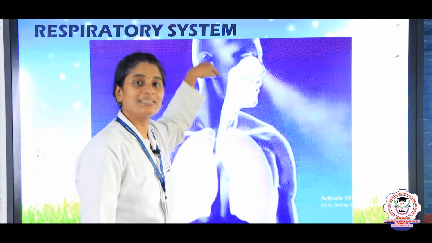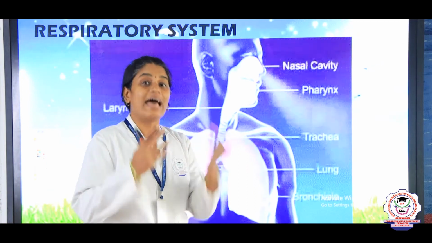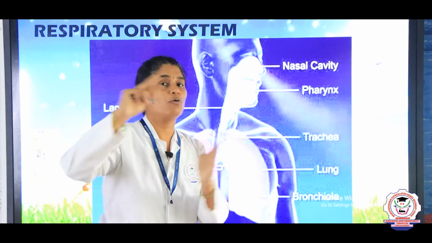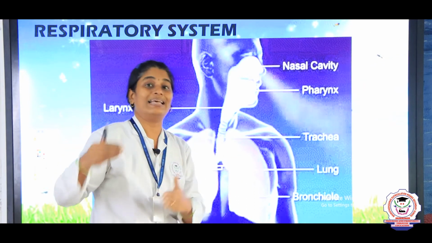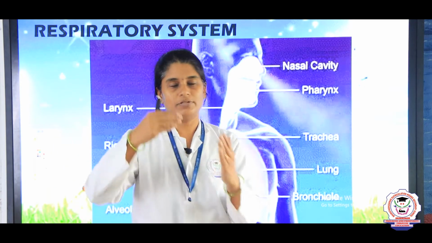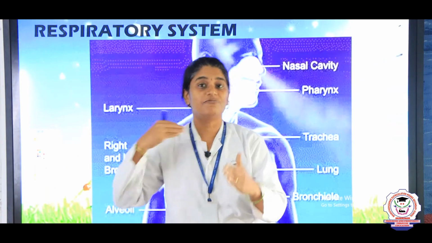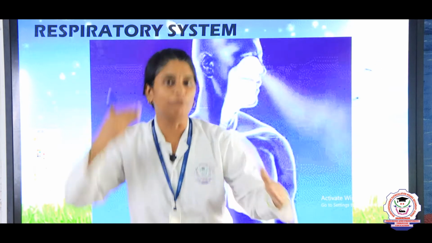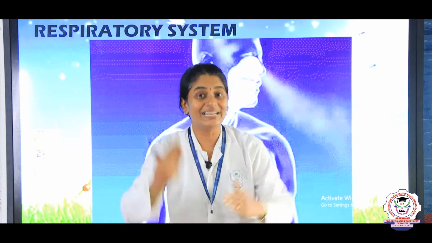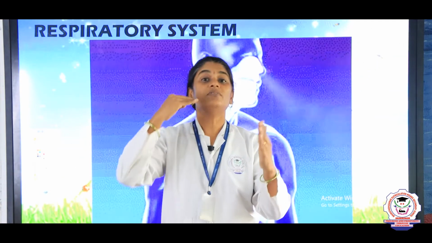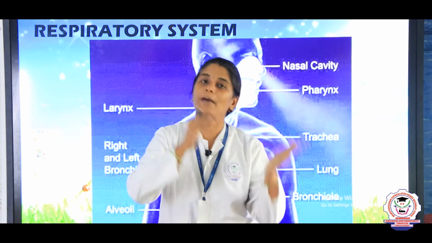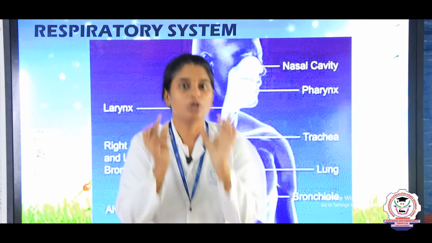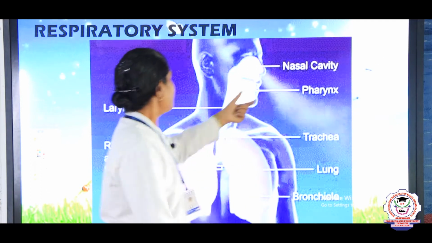The pharynx is a place where you can see two types of openings. One is called the food tube, that is the food pipe, and the other one is called the windpipe. When we eat food, your food pipe opens and your windpipe closes. When we breathe, your food pipe closes and your windpipe opens. So this is a place which is known as the pharynx.